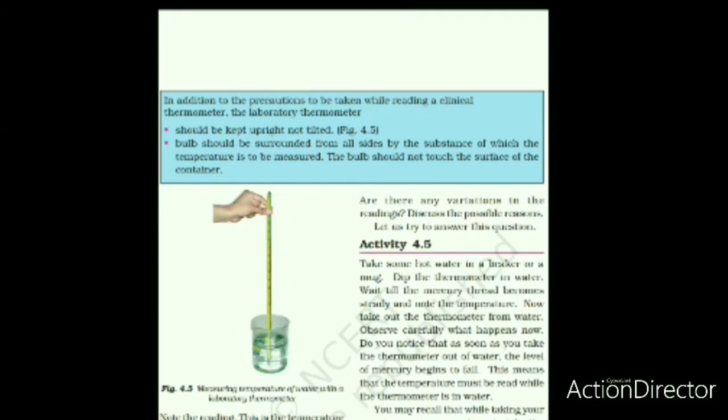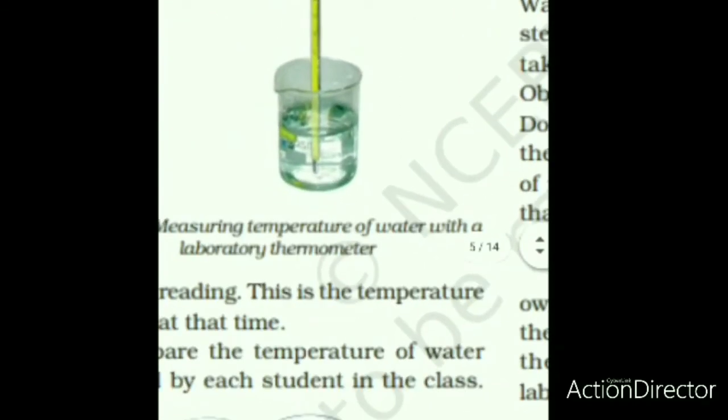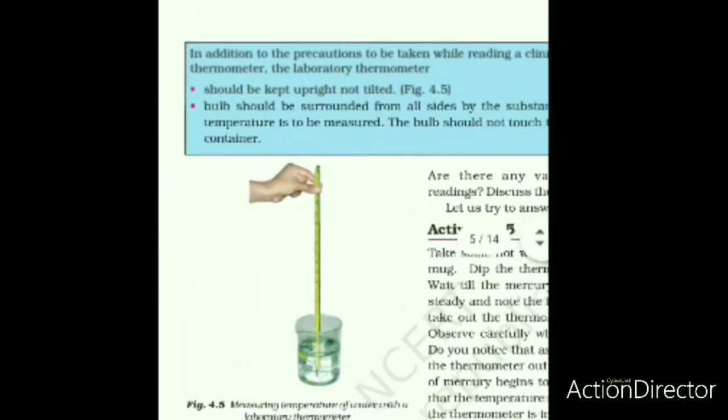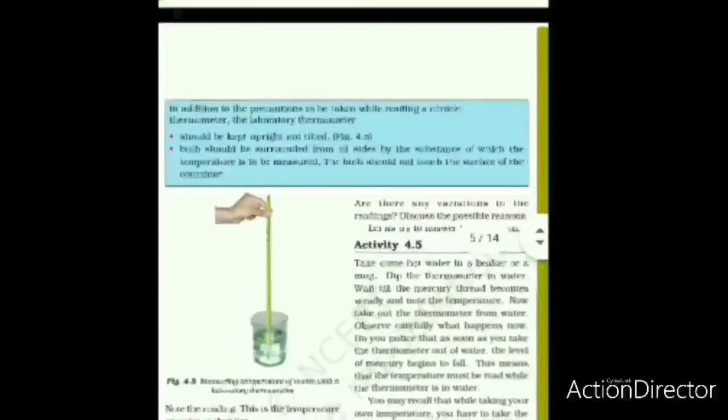In the case of a laboratory thermometer, we must use some precautions. Laboratory thermometers should be kept upright, not tilted. The bulb should be surrounded from all sides by the substance of which the temperature is to be measured. The bulb should not touch the surface of the container. Look at here. See, the bulb is not touching the surface of the container.